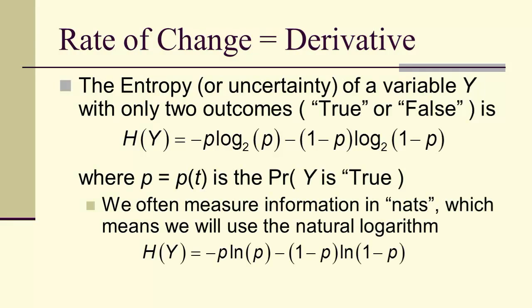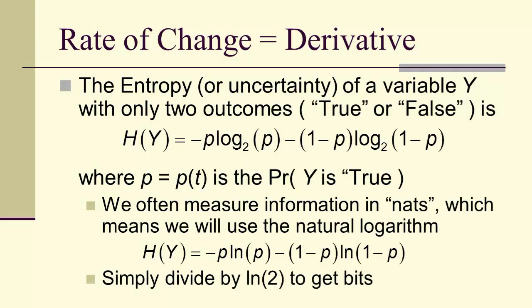We'll often measure information gain, however, or measure information itself in nats, so we can use the natural logarithm and not have the log 2's floating around. At any time, however, all we have to do is divide whatever answer we've got in nats by the natural log of 2, and that'll give us the same answer in units of bits.